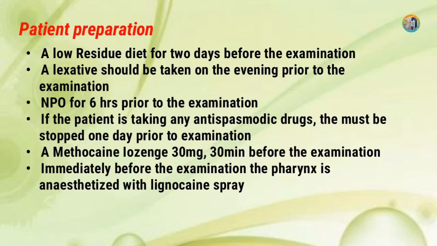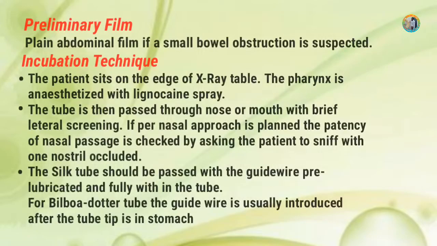If the patient is taking any antispasmodic drugs, they must be stopped 1 day prior to the examination. Methylcellulose 30 mg is given 30 minutes before the examination. Immediately before the examination, the pharynx is anesthetized with lignocaine spray. Preliminary film: plain abdominal film if a small bowel obstruction is suspected.